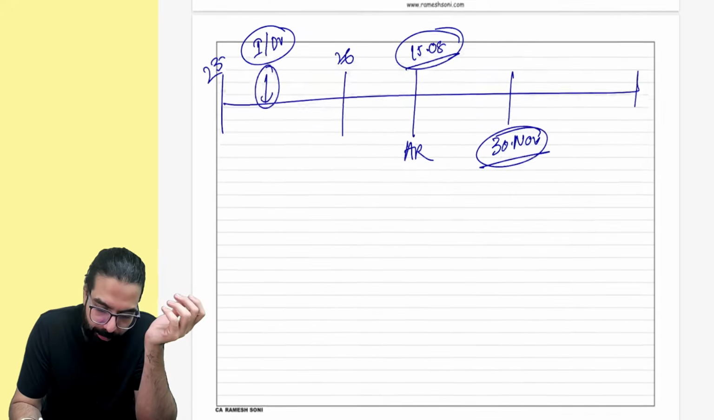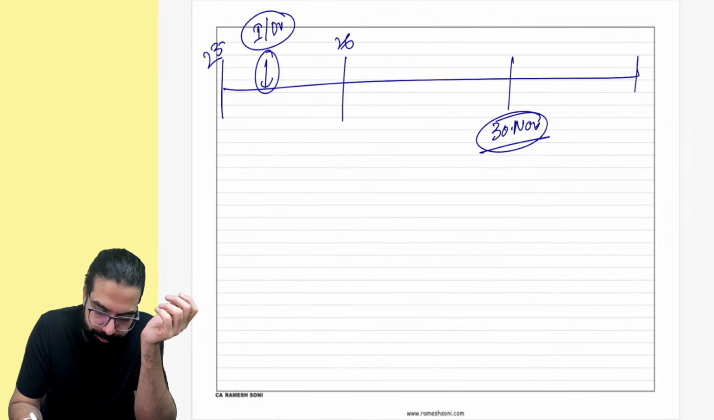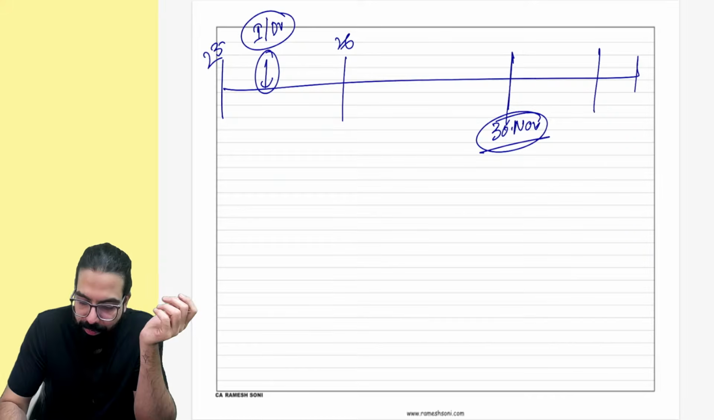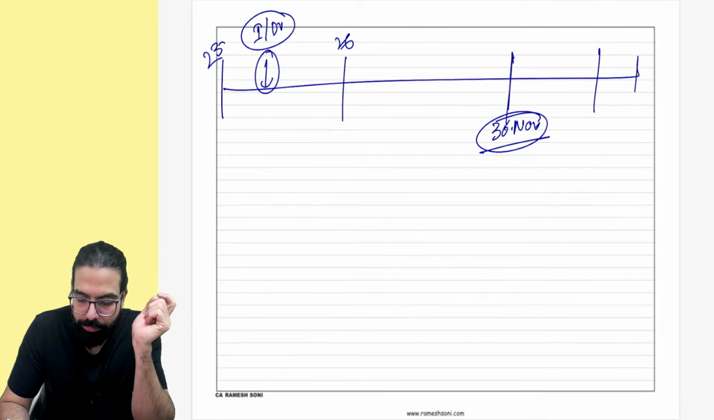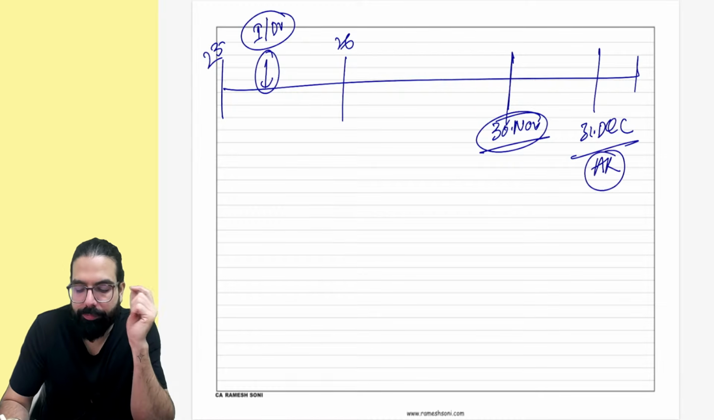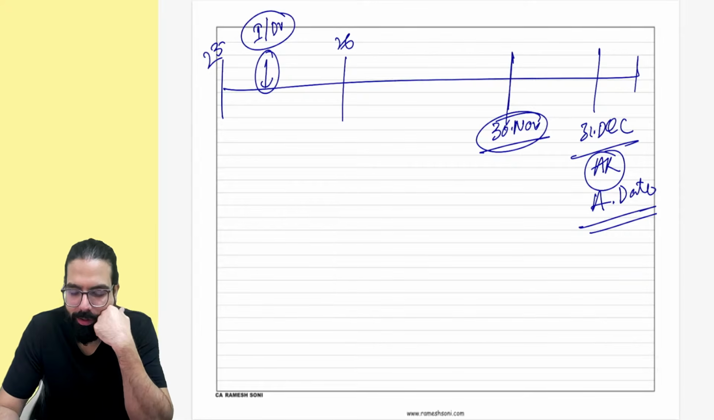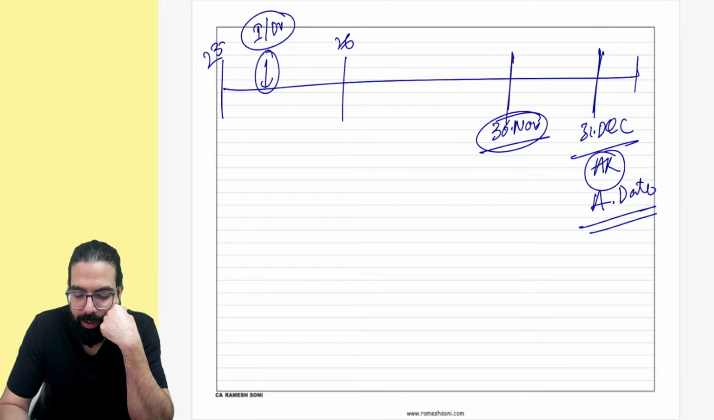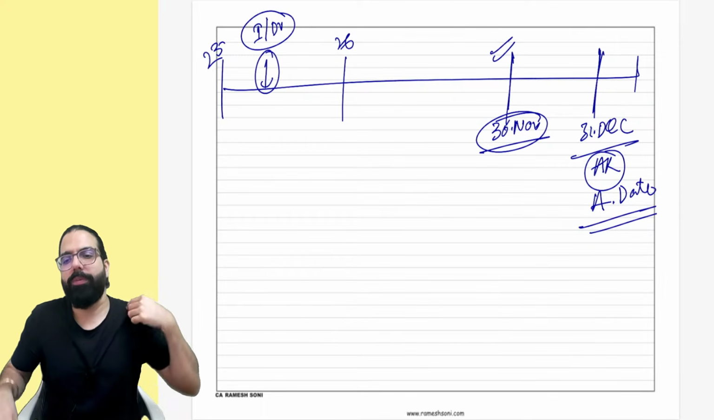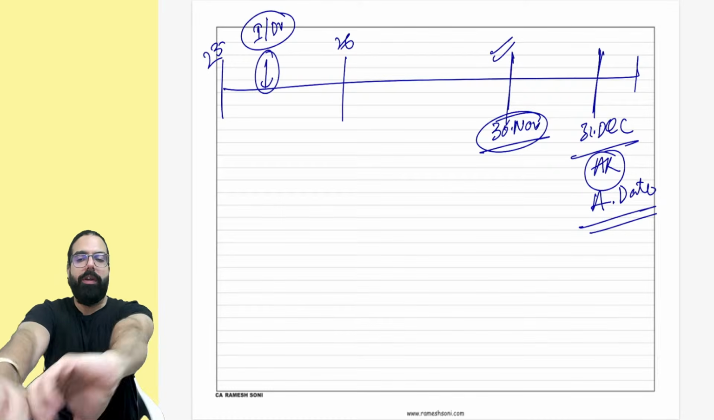For example, the next question. I filed the annual return on 31st December only. Actual date of filing. Can you tell me what is the last date to take the credit? Sir, the last date to take the credit is, because the annual return is filed here, 30th November. I hope this point is clear to all of you. Yes, sir, the point is clear.